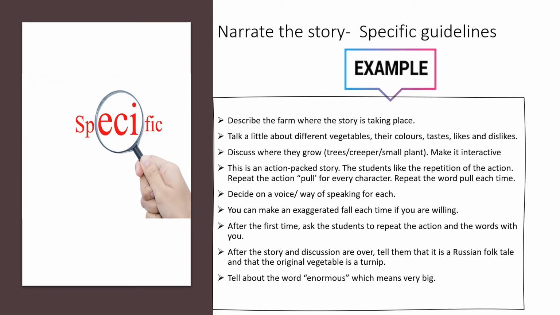And after the story is over, even though we have changed it into a carrot and all that, it will be nice if you could tell them that the story is originally a Russian story, a Russian folktale, and the original vegetable is a turnip. You can describe a turnip if you can take a picture of the turnip, and you can tell a little about Russia if possible. Where is Russia? Which part is it above us in the map? Is it below us in the map? Have they heard about it? You can have a discussion about countries.